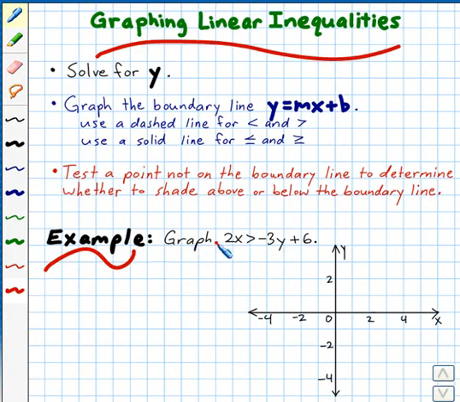We want to graph the inequality 2x is greater than negative 3y plus 6. So you can see the inequality is not solved for y. That's our first step. To solve the inequality for y, we should add 3y to each side and subtract 2x from each side.